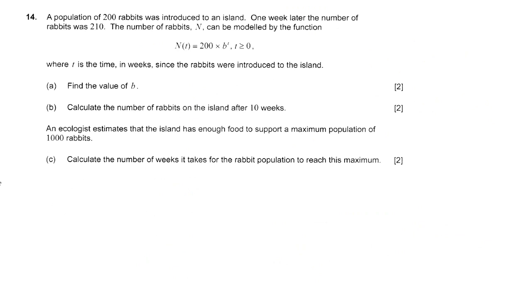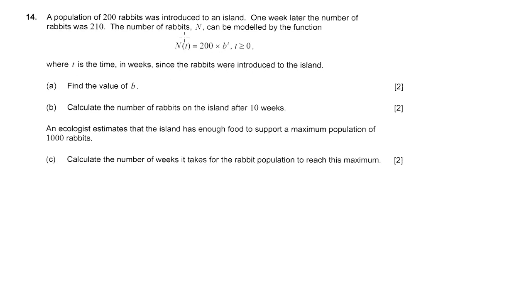Okay, a population of 200 rabbits was introduced to an island. 1 week later, the number of rabbits was 210. The number of rabbits n can be modeled by the function n of t equals 200 times b to the t, where t is greater than or equal to 0. T is the time in weeks since the rabbits were introduced to the island. Find the value of b.